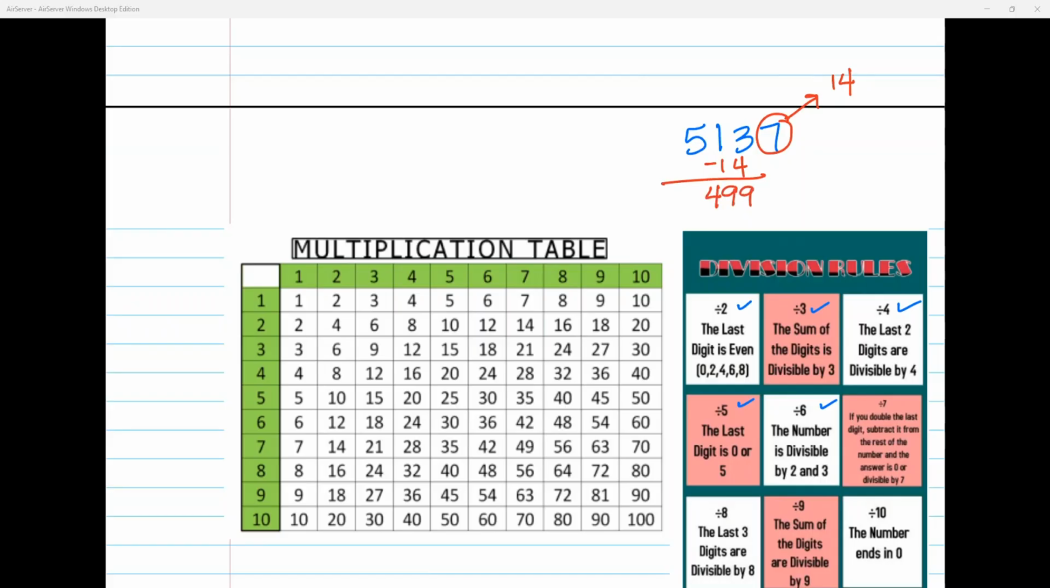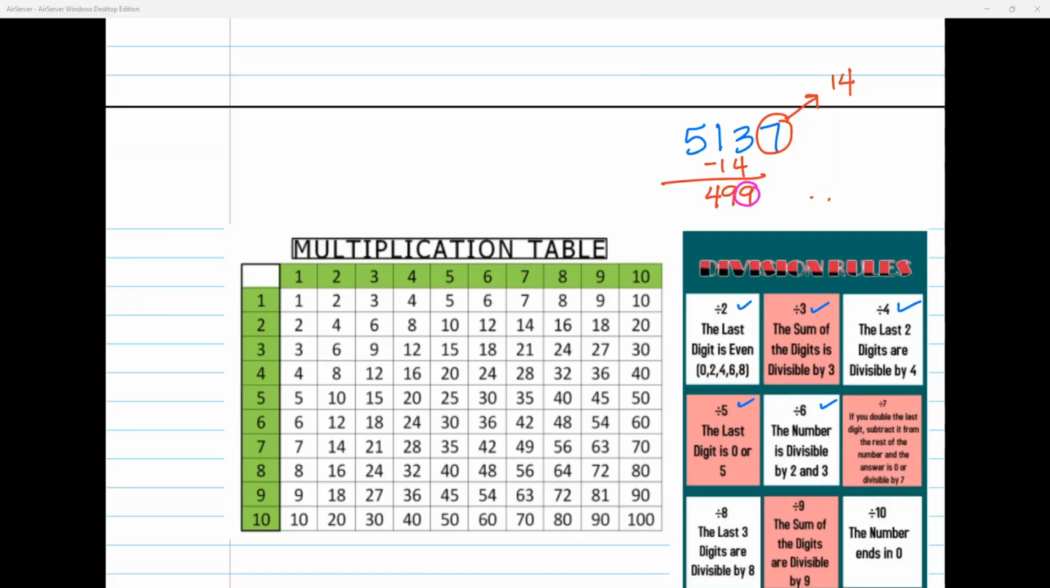Is 499 divisible by 7? I don't know. Like, I don't know all the way up there. So what do I do? I just do it again. That's the nice thing about this rule, you can keep doing it until the number becomes nice. So I'm going to do this again.